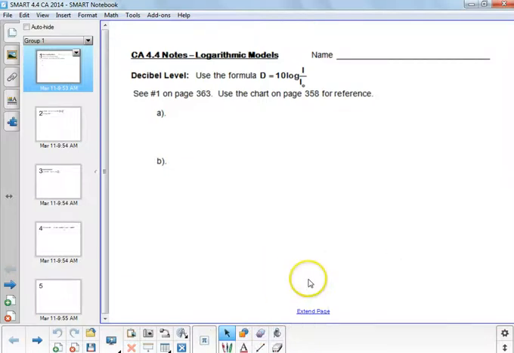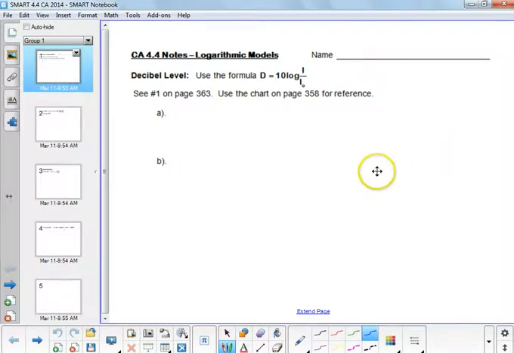Section 4.4 in college algebra is referring to logarithmic models. Remember, in the beginning of chapter 4, we talked about exponential functions and then exponential models. Now we're talking about logarithmic functions in the last section, and now logarithmic models. Decibel level is a very common use for a logarithmic model.